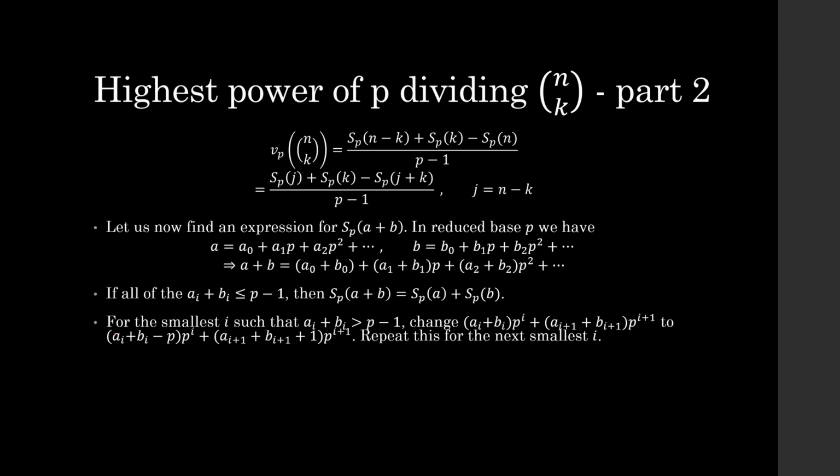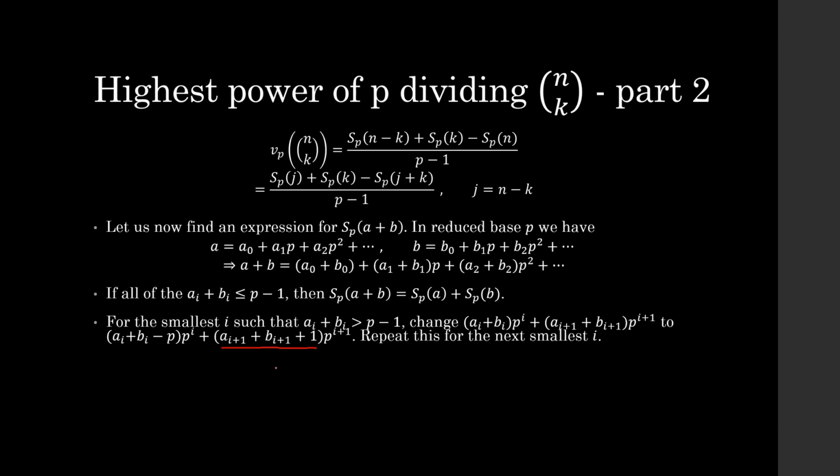Which means that this guy here is going to be smaller or equal to P minus 1. And similarly for this guy here, maybe not. And so that's what we're going to keep doing. We're going to repeat this for the next smallest I. If this guy here is smaller or equal to P minus 1, then it's fine, we keep going. If it's not, then we're going to repeat this process for this guy and P to the I plus 2 that comes afterwards. And so we'll subtract P from this one, and we'll add 1 to the next one.